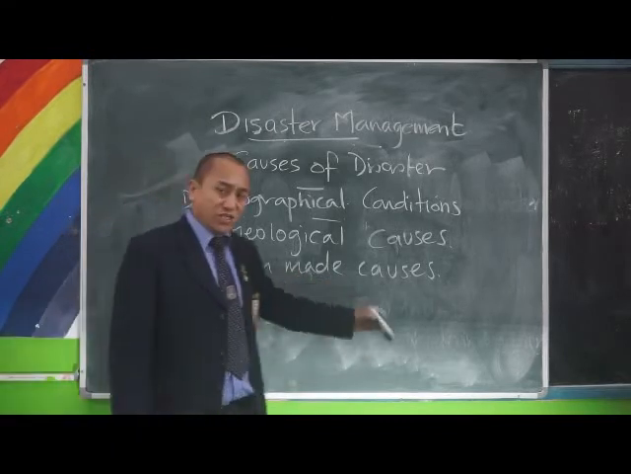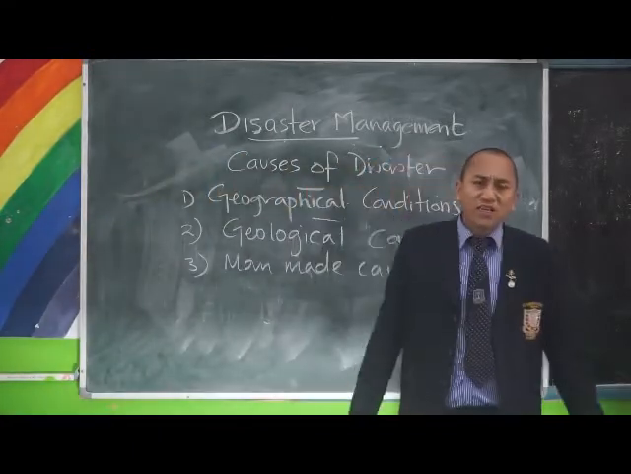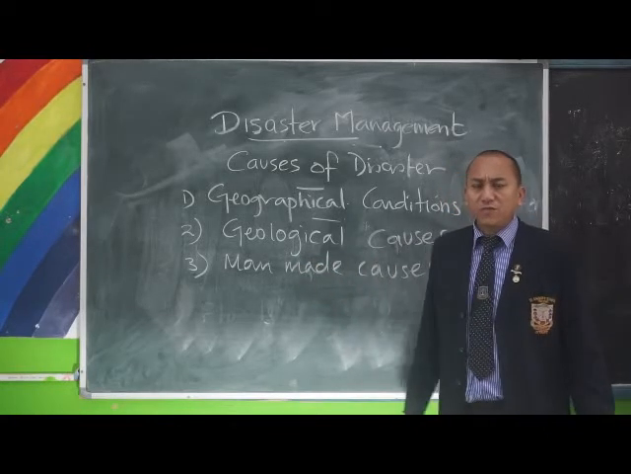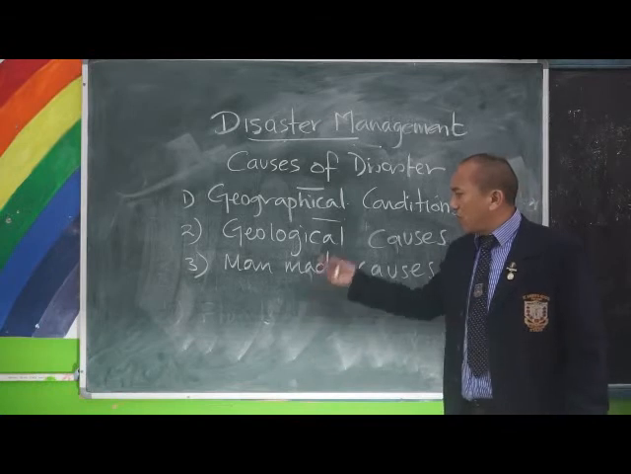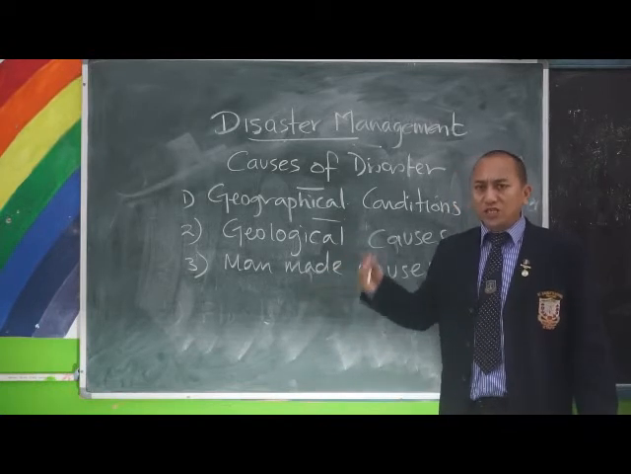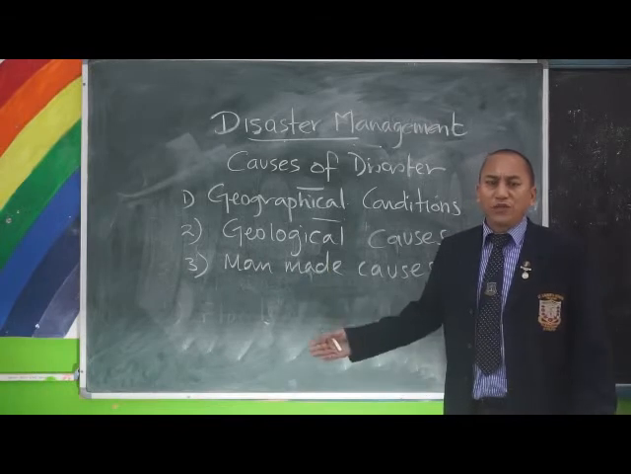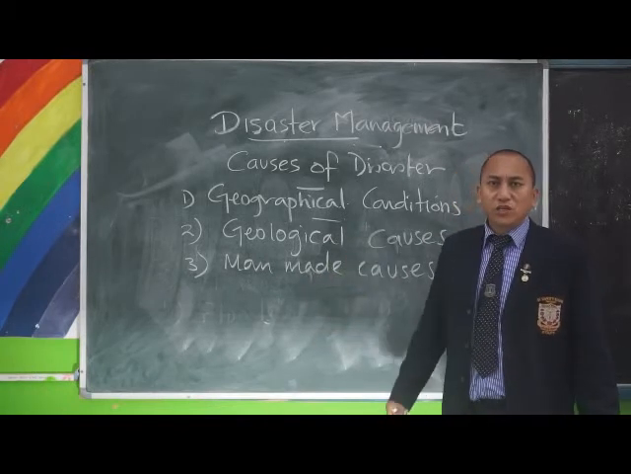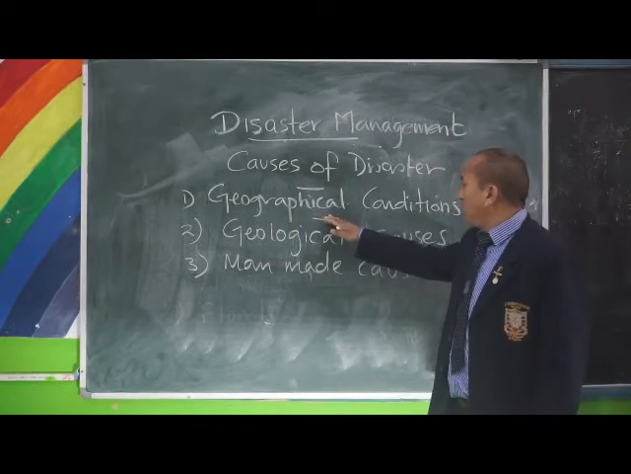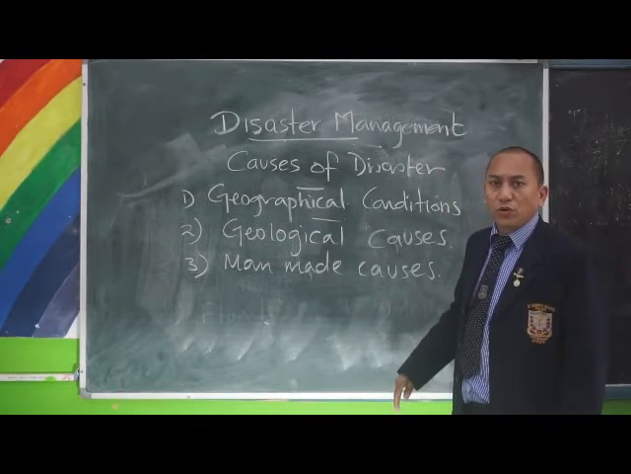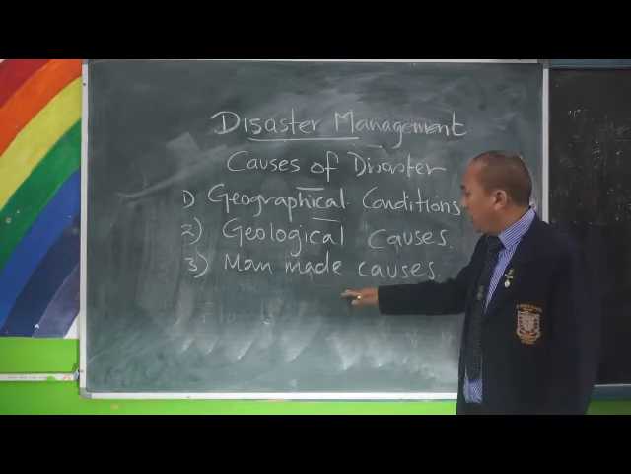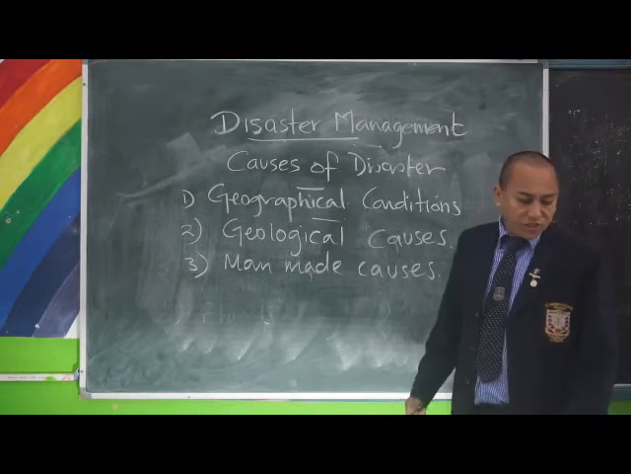So man-made causes, tsunami is one. Fire that takes place in the industries, in the factories, these are also the man-made causes. Fire that takes place in the domestic places also, where people live, that is also a man-made cause. So these are the three different causes of disaster. Number 1, geographical conditions, number 2, geological causes, and number 3, man-made cause.